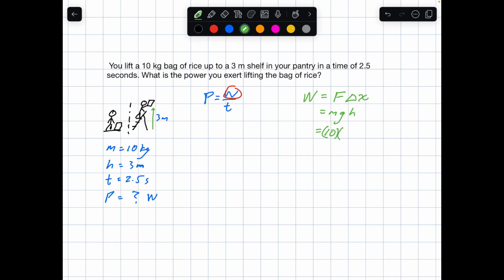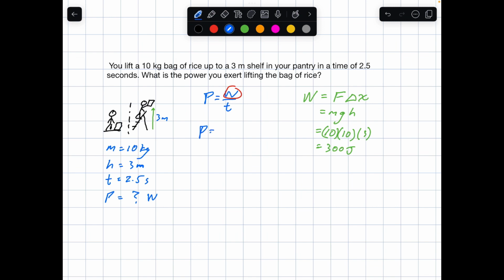So 10 kilograms is the mass. 10 meters per second squared is g. It's the value of g, the acceleration due to gravity. It's 9.8, but I like to round it to 10. Just makes the calculations easier. And then the height is 3 meters. So 10 times 10 times 3. This gives me a value of 300 joules. So that's the work. Now I can take that and plug it in here.